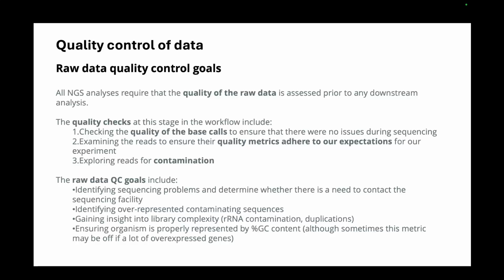The second thing is identifying over-represented contaminating sequences. Next is gaining insight into library complexity, which is like maybe there is some sort of RNA contamination or some sort of duplications, and ensuring that the organism is properly represented by the percent GC content. There is a fixed amount of GC content present in individual genomes, and this varies from species to species. So in a certain species, this value will remain constant.